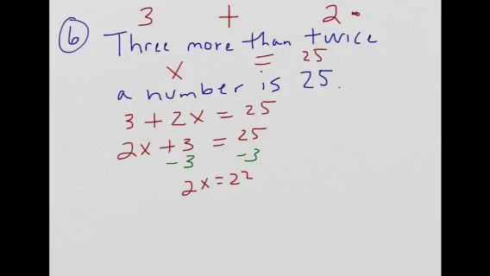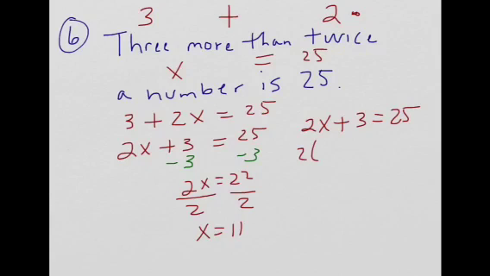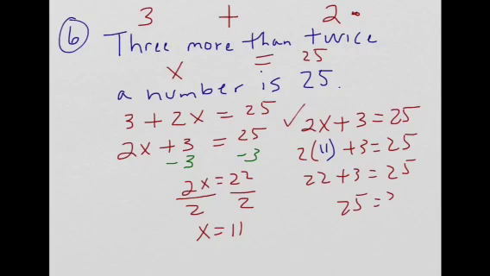What math operation is this? Multiplication. How do I solve it? Division. Divide both sides by 2. X is equal to 11. So to check it, if we think that x is 11, we're going to go ahead and plug it in. So it's going to be 2 times 11 plus 3 is equal to 25. 22 plus 3 is equal to 25. And 25 is equal to 25.